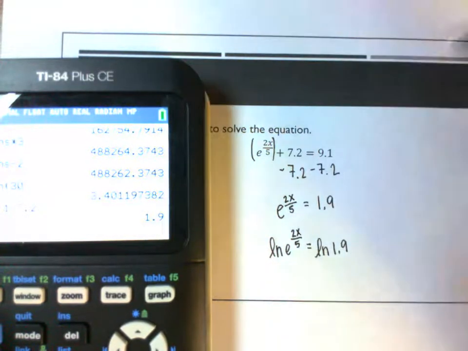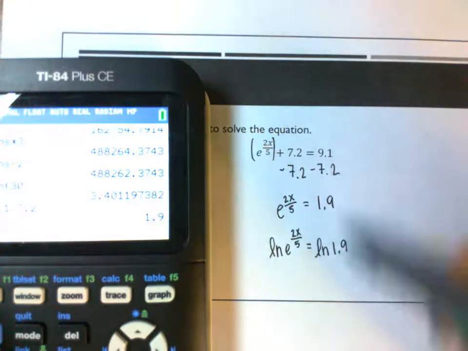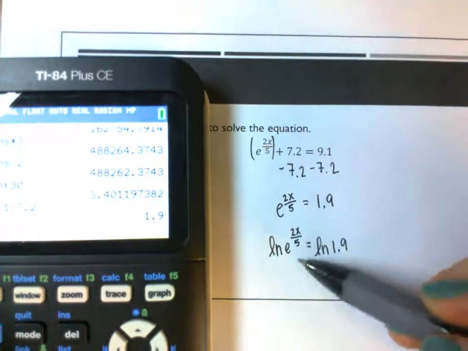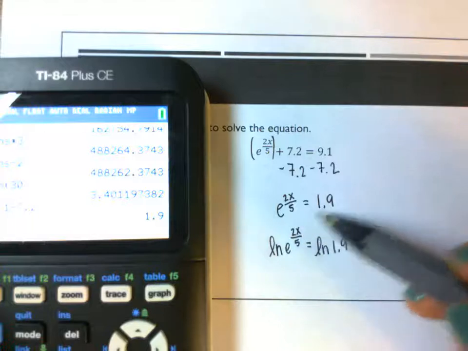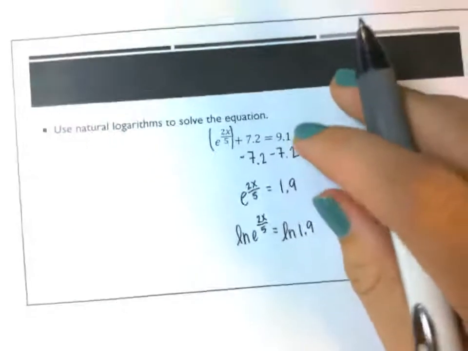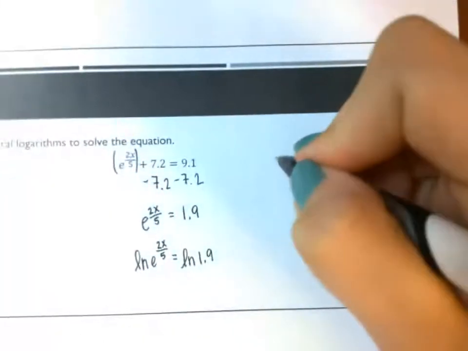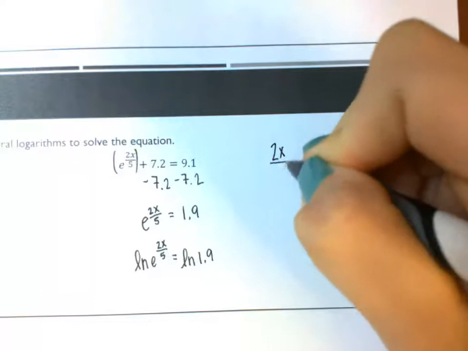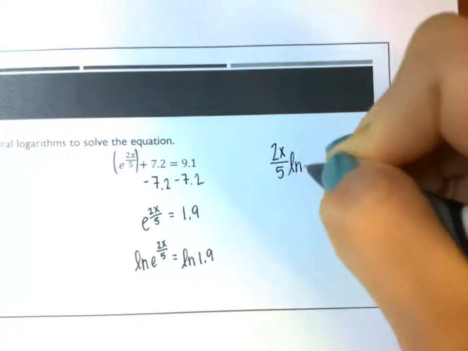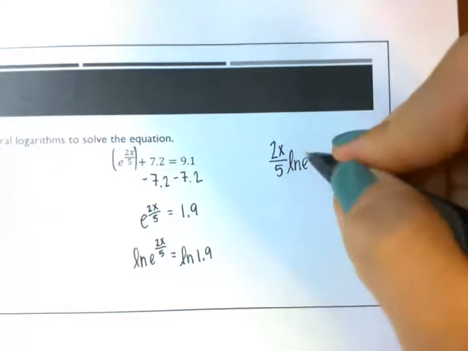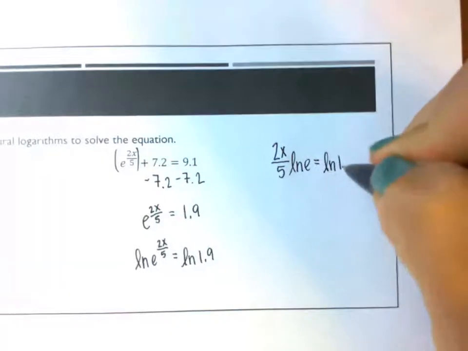Now, as you start to do these more and more, you're going to think, wait, if I'm doing ln of e to the something, I already know that that exponent needs to move to the front. If you want to go ahead and move that 2x over 5 in front, I'm going to move over here so I've got more space. 2x over 5 ln of e equals ln of 1.9.